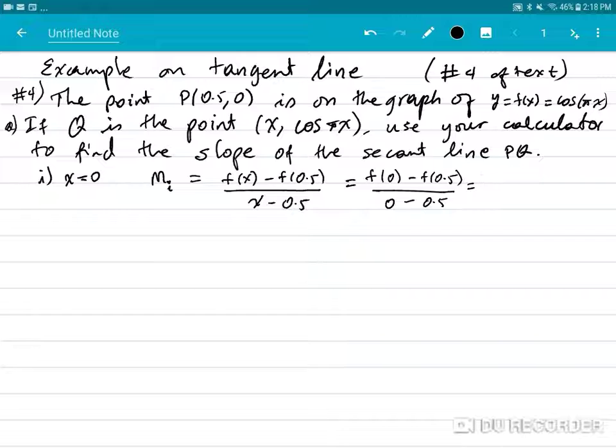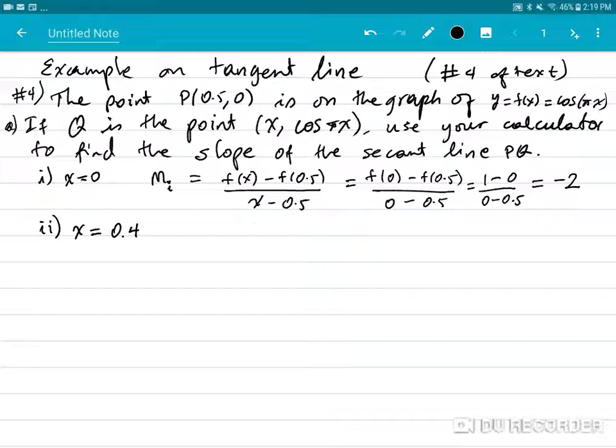F of 0 is, you plug in 0 for x, you get cosine of 0 pi, which is cosine of 0, that is 1, minus cosine of pi times 0.5, or the y value here is 0. So 1 minus 0 divided by 0 minus 0.5. This is 1 over minus 0.5, that's minus 2. The second x value is 0.4. So we're trying to calculate the slope from 0.4 to 0.5 on the x-axis.